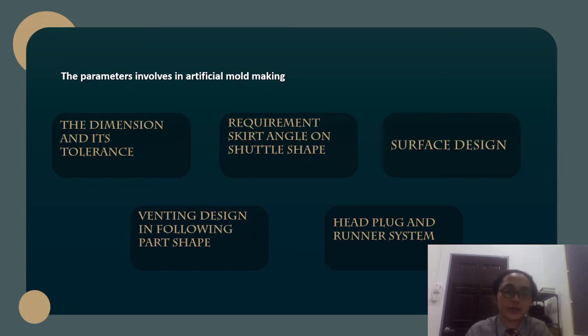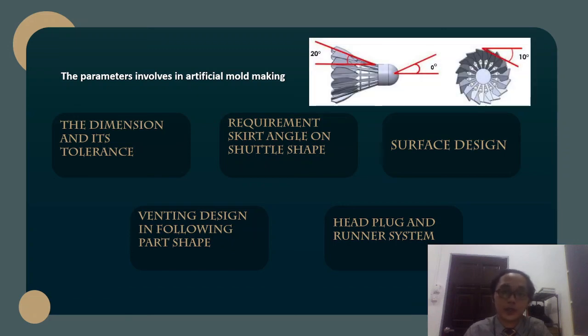The next one is the skirt angle requirement on the shuttlecock shape and mold design. As discussed in the literature review, there are 3 angle factors considered in mold making. By following the standard shuttlecock angle, the angle of the skirt is expected to be 20 degrees, the angle of the feather is 10 degrees, and the angle of attack will be 0 degrees.